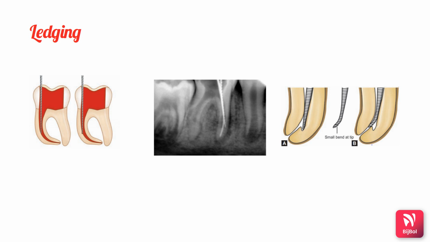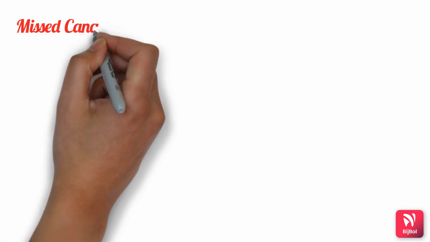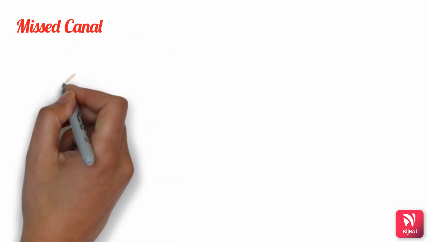How do we prevent it? Use a stainless steel patency file to determine the canal curvature, accurately evaluate the radiograph and tooth anatomy, and pre-curve the instrument for the curved canal. The use of flexible NiTi files helps in preventing ledge formation. Now we'll see the missed canal.